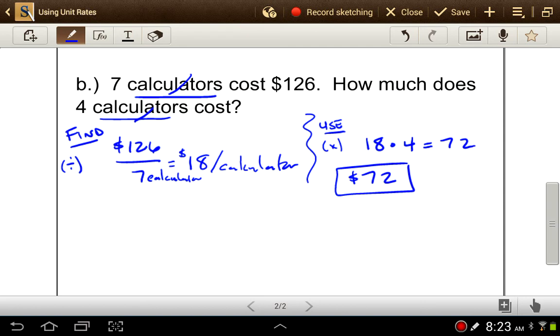It's not $72 per calculator. It's $18 per calculator. We've lost the per calculator. The cost of 4 calculators is going to cost me $72. And you have to understand that when you're working.